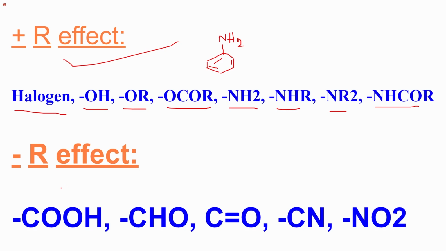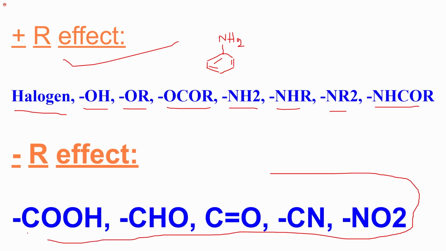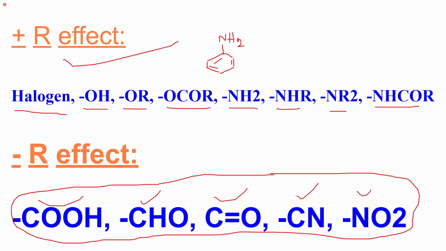Now what is the minus R effect? COOH, CHO, carbonyl, CN, and nitro. So these are the carboxylic acid group, CHO group, carbonyl group, CN group, and NO2 group. If these groups are attached to an arene ring or a conjugated system, then it will show the minus R effect.